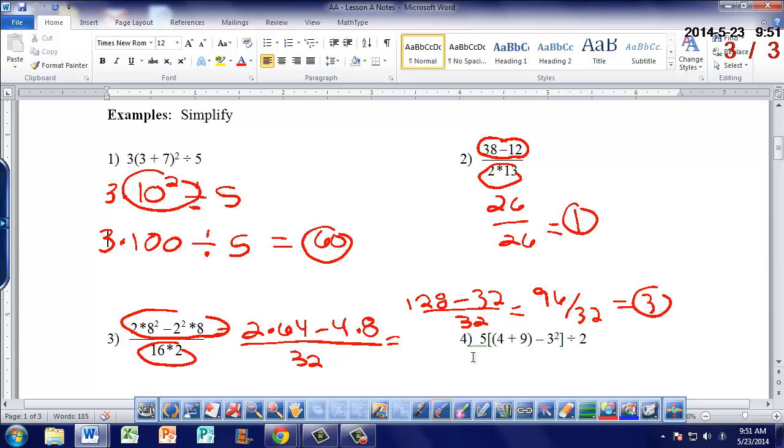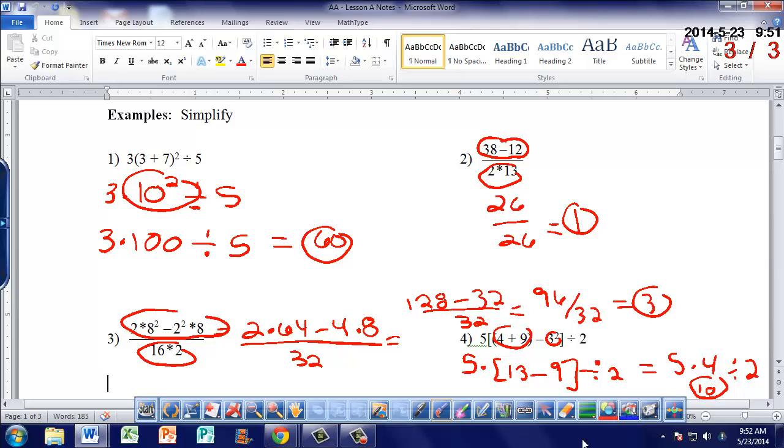Okay, here we're going to work from the inside out. So we get 5 times 13 minus 9. So I did the parentheses, and then I did the exponents, then divided by 2. So I do 5 times 4 divided by 2. I have multiplication and division left, so I'm going to work left to right. So 5 times 4 is 20. 20 divided by 2 is 10.